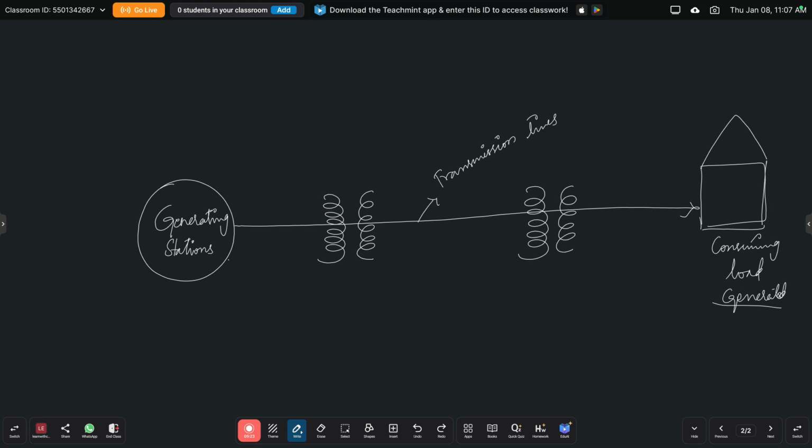Here I am going to consider an isolation transformer, because the primary and secondary windings are the same. If a high voltage is required, that means we require a step up transformer, so the number of windings on the secondary side is more compared to the primary side. If less voltage is required, that means step down, so there are fewer windings on the secondary side compared to the primary side.